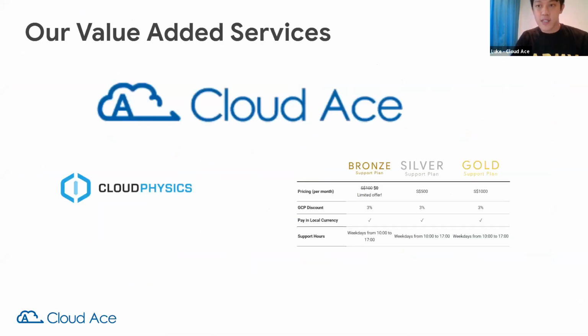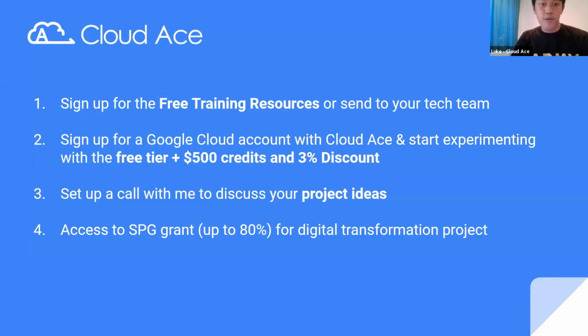These are some of the value-added services that we have. We can do a free assessment for you to determine what your infrastructure requirements are, and we also provide a basic 3-tier support plan by which you can get support from us. This is the offer we're going to give you. We give you $500 free credits if you sign up with us to migrate to Google Cloud, and an additional 3% discount. We can also help you apply for the SPG grant, which the government is offering to help you now. And we can also do a consultation with you to discuss and work through your project ideas.